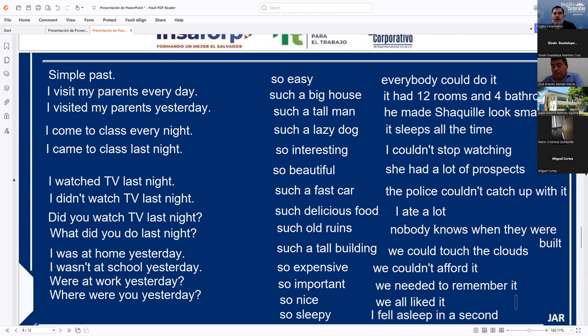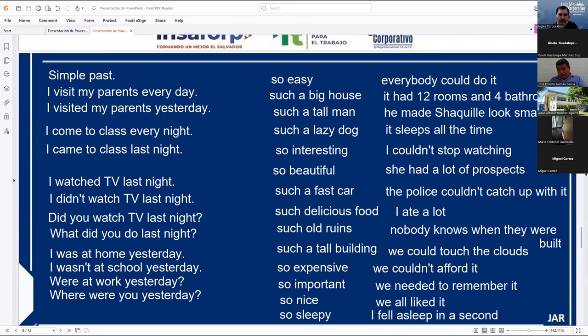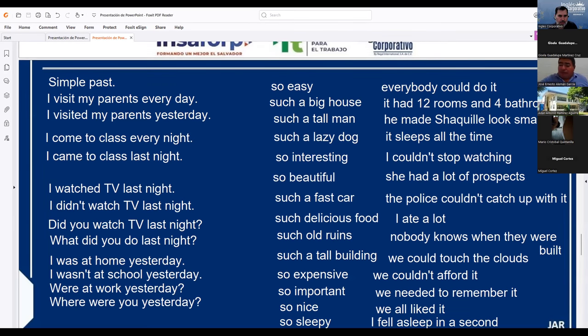Okay, what are we going to do with this? We have to make complete sentences. In the groups, we're going to make complete sentences. How? Okay, I'm going to tell you how. I'm going to send this to the WhatsApp so you may have it. And you're going to start thinking about how to make the sentence.